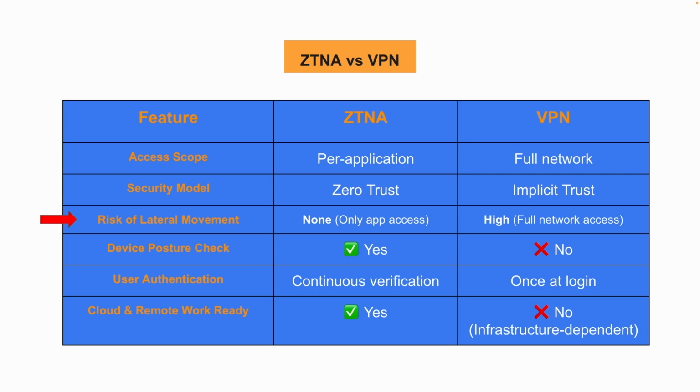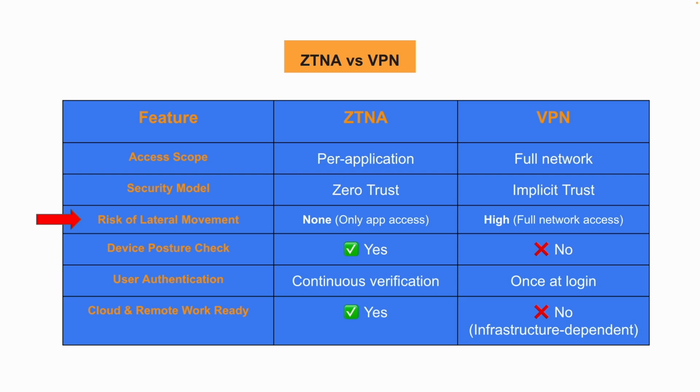Next, let's discuss risk of lateral movement. Lateral movement within a network poses significant security risks, as attackers can navigate across systems once initial access is gained. The key question here is which technology allows lateral movement and which one prevents it.